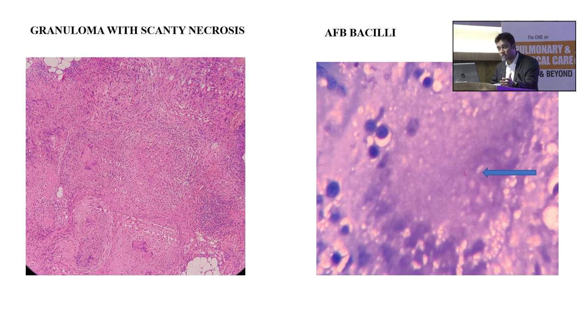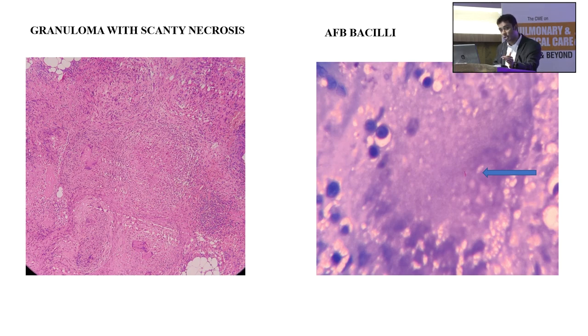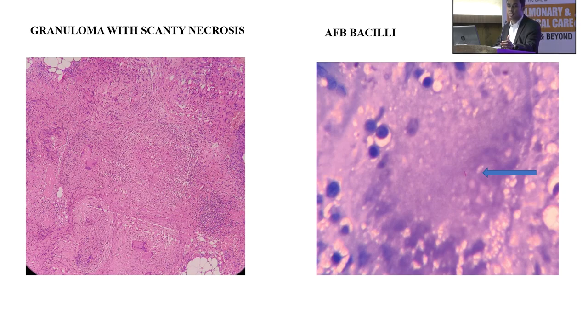What we got was a granuloma with scanty necrosis. And as you can see from here, there is an AFB sitting inside the granuloma. So this is the world's first case report of both a biopsy-proven tubercular pleural effusion as well as lupus pleuritis in a patient with an SLE flare. The importance of diagnosing this is that if you had not diagnosed it and had put the patient on pulse steroid and cyclophosphamide, the simple TB could have become disseminated TB and you could have lost the patient. So what we did was we started this patient on steroids.